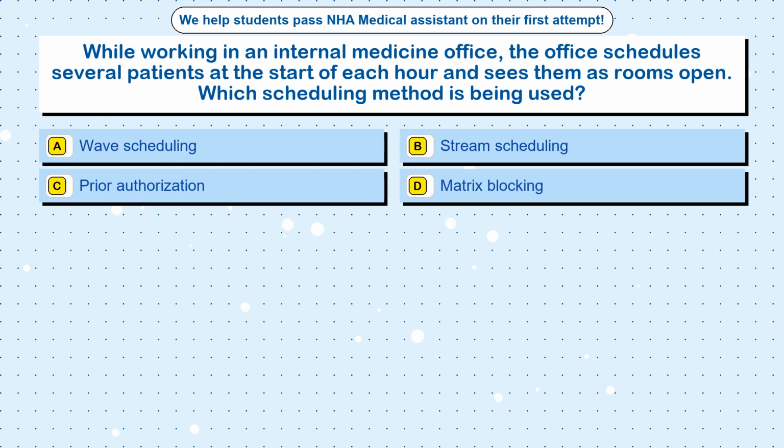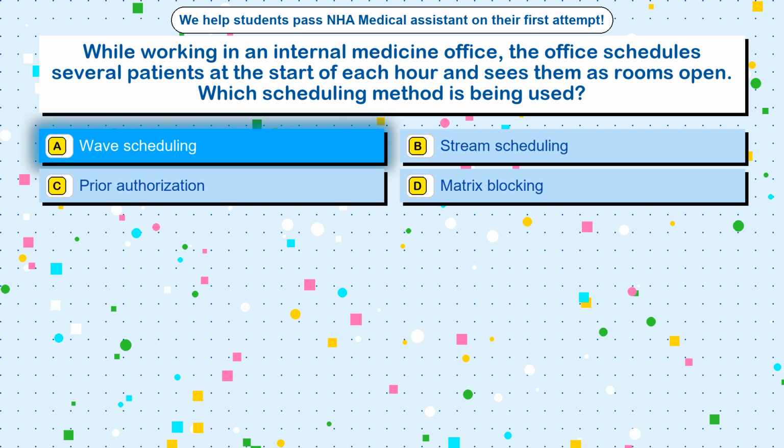Question 8. While working in an internal medicine office, the office schedules several patients at the start of each hour and sees them as rooms open. Which scheduling method is being used? Option A. Wave scheduling. Option B. Stream scheduling. Option C. Prior authorization. Option D. Matrix blocking. The correct answer is option A.